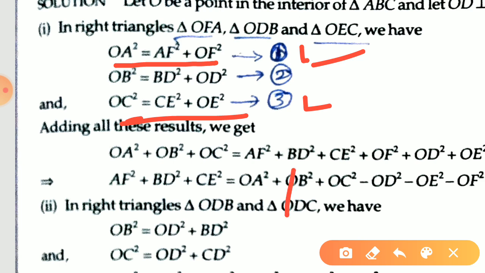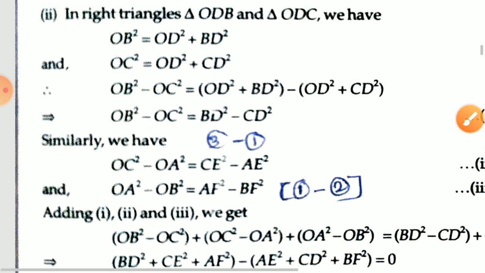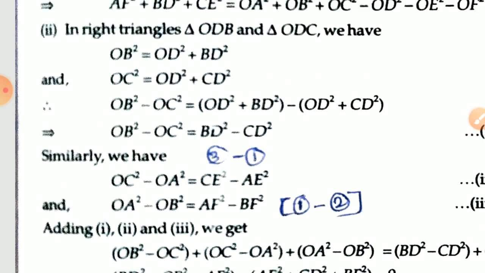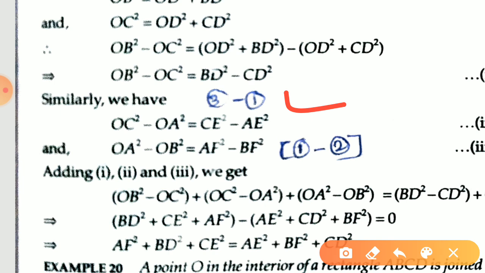And here we will get OB square minus OC square, that is, subtracting equations 3 and 1, we will get OC square minus OA square is equal to CE square minus AE square. Or subtracting 1 and 2, we will get OA square minus OB square is equal to OF square minus BF square.